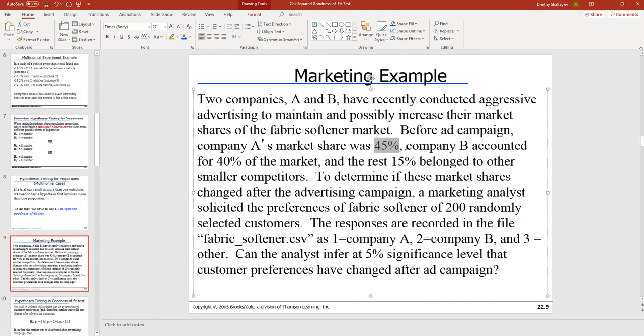Company B was comparable, a little smaller, 40% of the market. And the rest, 15% of the market, was distributed among smaller players, not that well known, not big brand names.